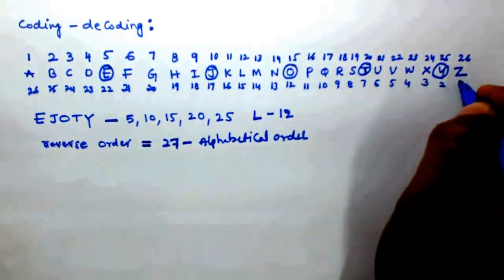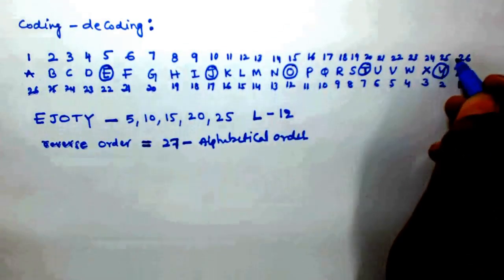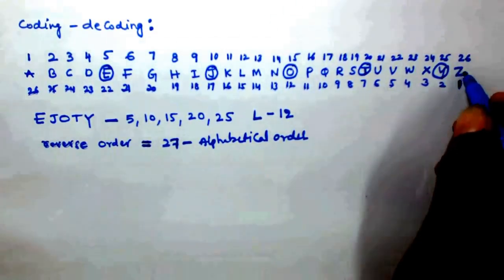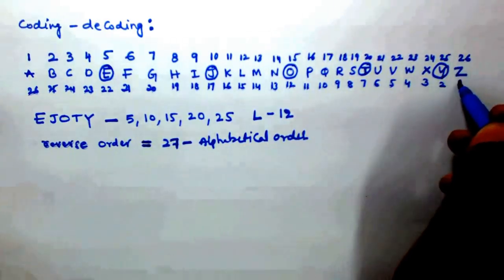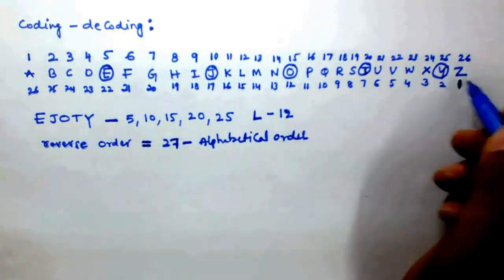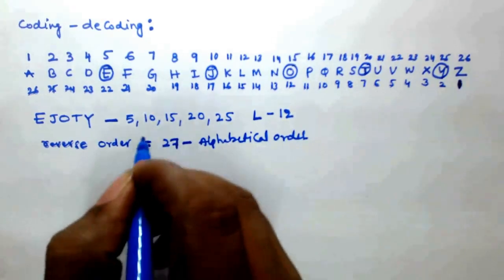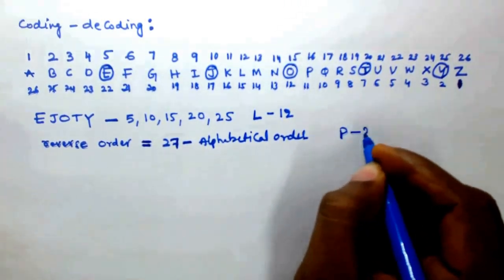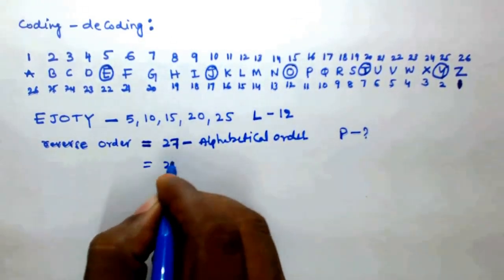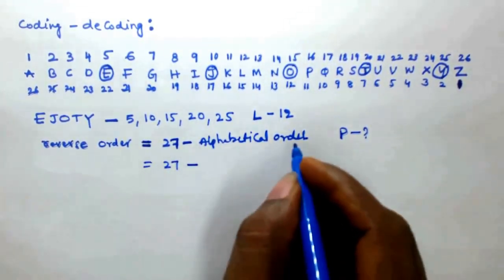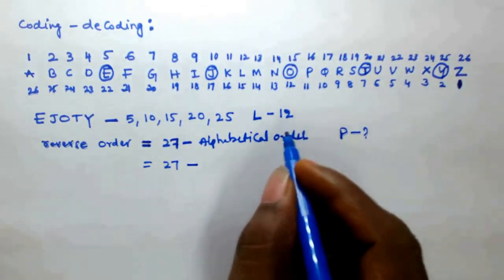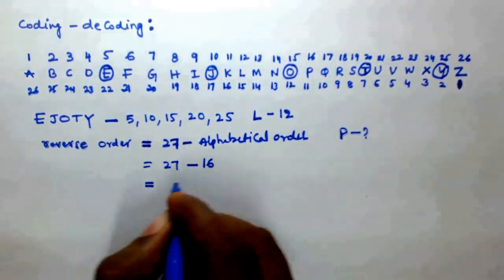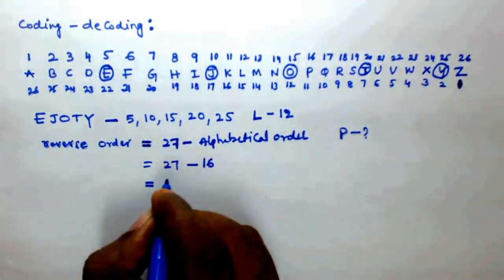For example, Z is 1 in the reverse order and in the alphabetical order Z is 26. So 27 minus 26 will give Z's position in the reverse order. Let us find P's reverse order. That is going to be 27 minus alphabetical order. After O, P will come. O is 15 and P is 16. So 27 minus 16 is going to be 11.